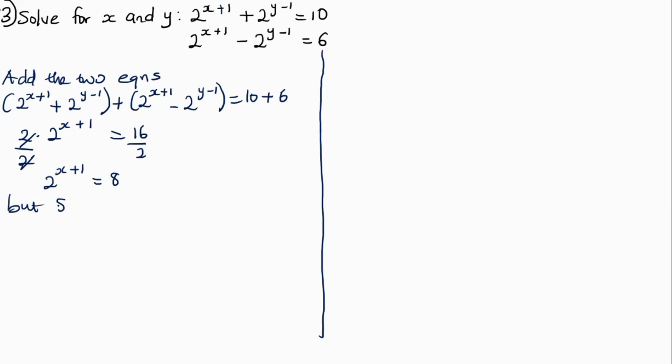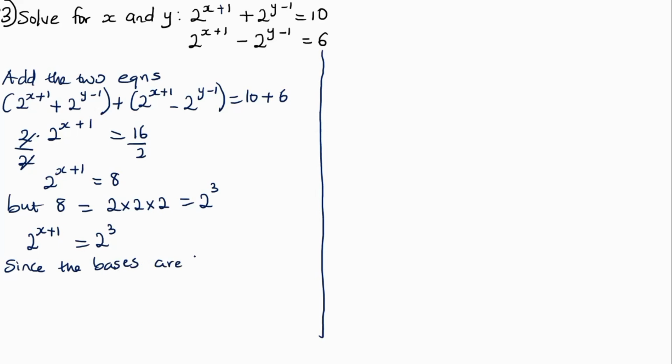But 8 can be written as 2 times 2 times 2, which is equal to 2 raised to the power of 3. And 2^(x+1) is equal to 2 raised to the power of 3. Now, since the bases are the same, we want to simply equate the exponents.